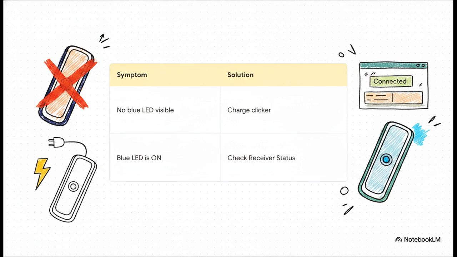But if the blue light is turning on when they press a button, but you aren't seeing their responses on your screen, look up at your dashboard and make sure your main receiver status actually says connected. Almost every single time, it's one of those two super simple things.